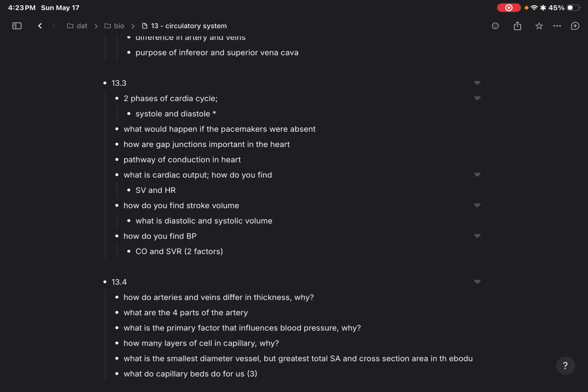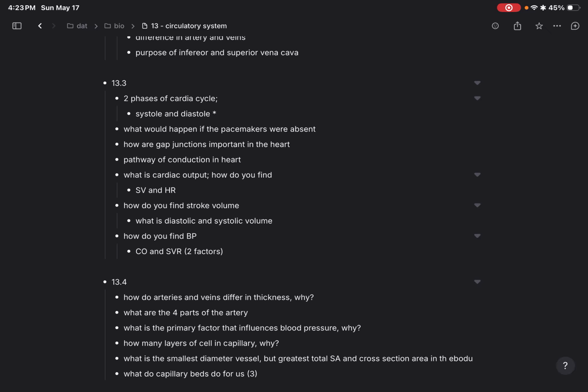How do you find stroke volume? It's the diastolic versus systolic pressure. So, that matches systole and diastole. So you're going to look at the amount of blood when the heart is at rest, so when it's filled, before contraction, and then at systole, you're going to check the volume after the heart contracts and sends the blood out.